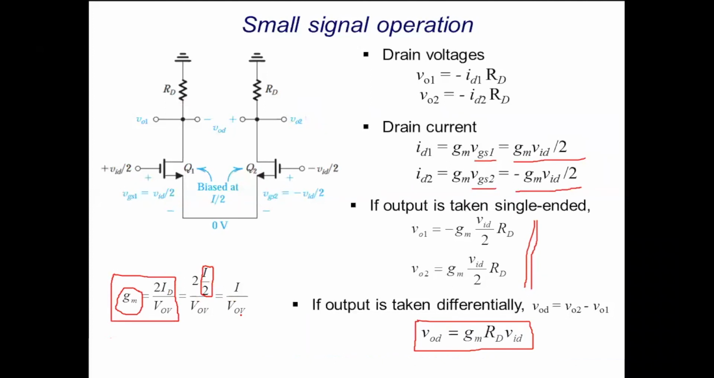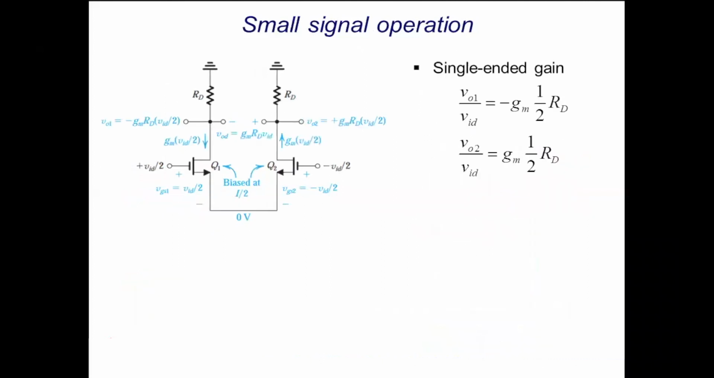We have found the output voltage. Now let us try to find the differential gain. So differential gain taken single-endedly is given by VO1 divided by VID, that is equal to minus GM into RD divided by 2, and VO2 divided by VID equal to GM into RD divided by 2. So the differential gain taken differentially is given by GM into RD.